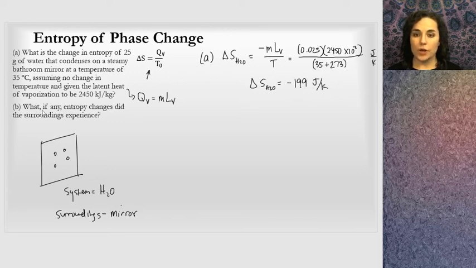Part B asks, what, if any, entropy changes did the surroundings experience? In this situation, we've defined the surroundings as the mirror. So when I look at the mirror, I can say delta S for the mirror equals, well, it gains this energy, MLV, and it's at the same temperature. So the mirror has gained the energy, and I know the value, 199 joules per Kelvin, and this is a positive value.